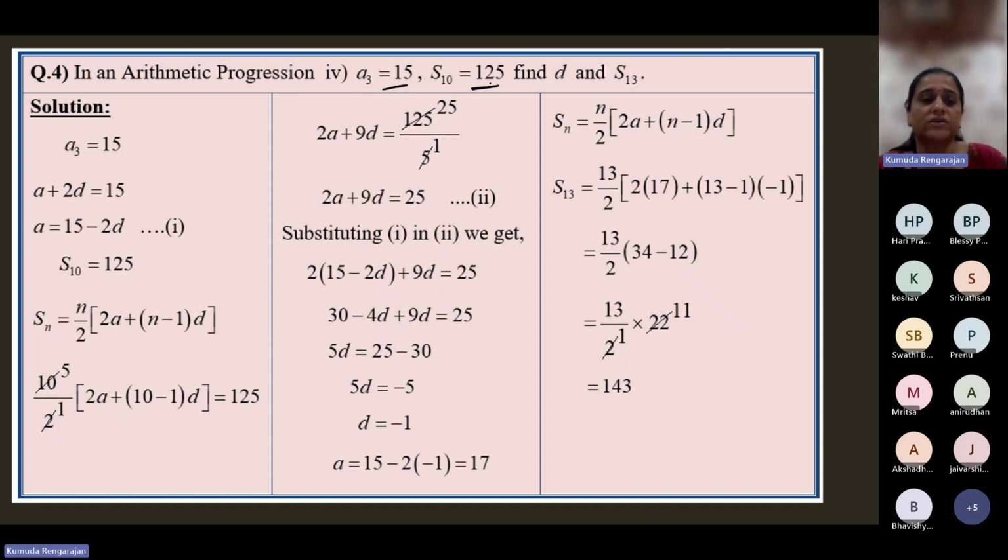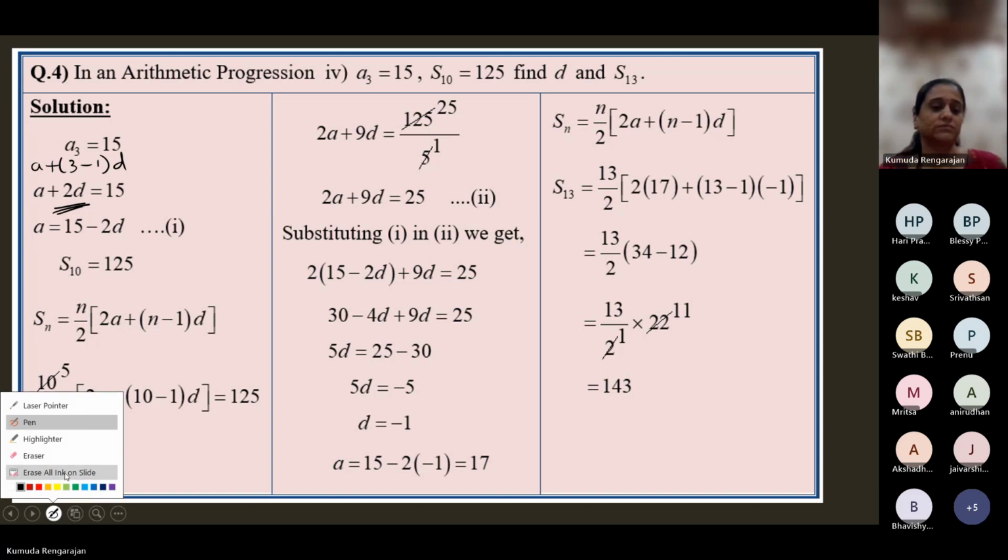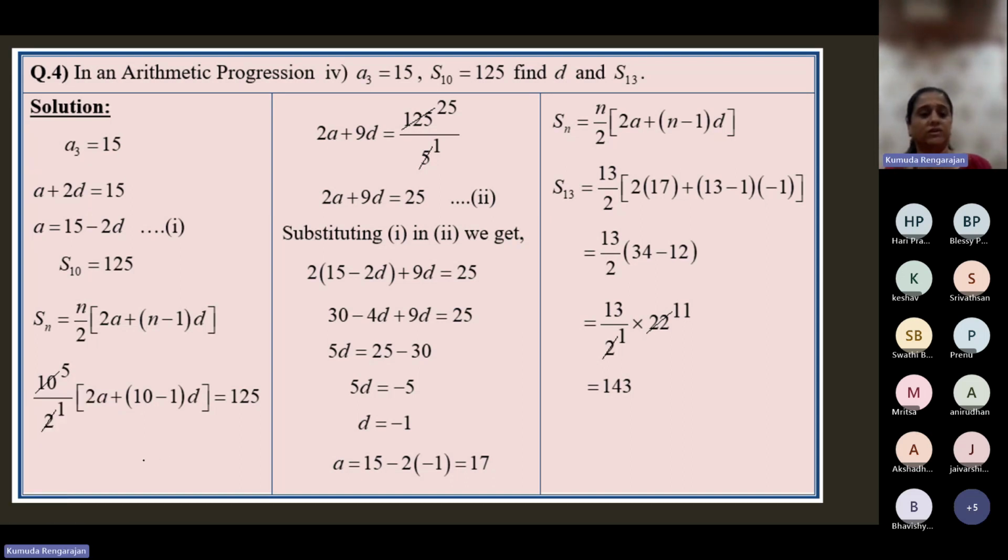A3 and S10 is given. So what is A3? A plus 2D. A3 is A plus 2D because A3 means A plus 3 minus 1 into D. That is A plus 2D. A plus 2D is 15.